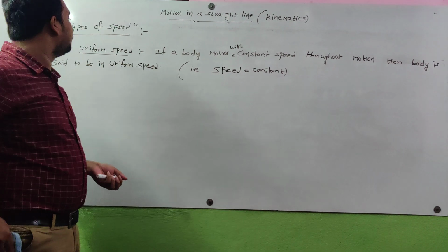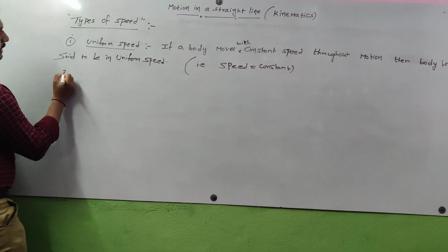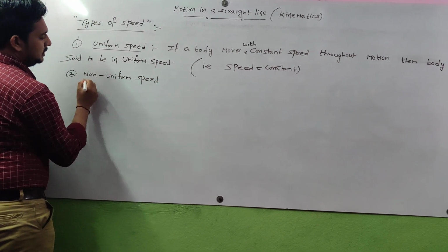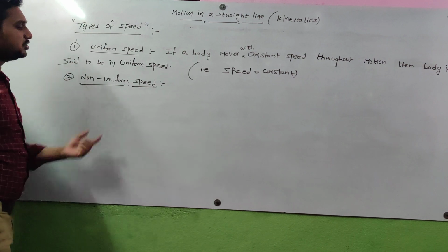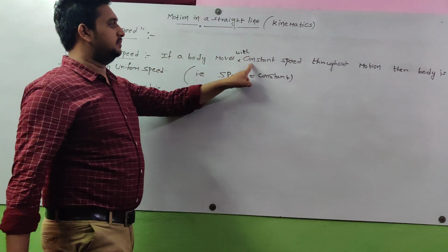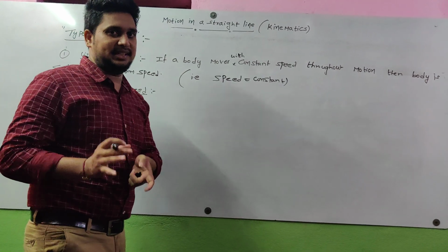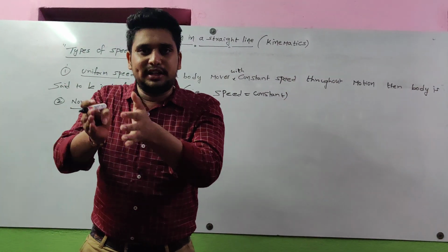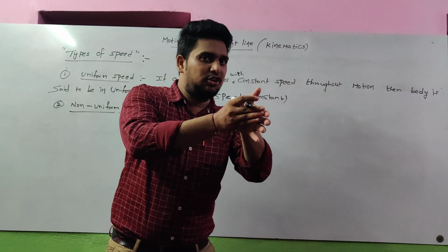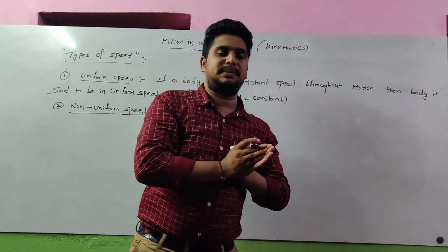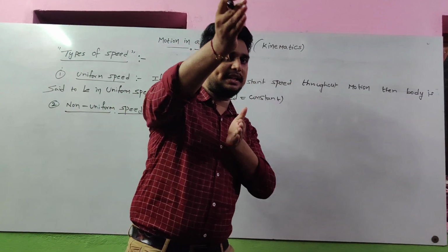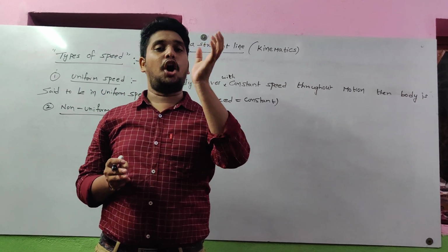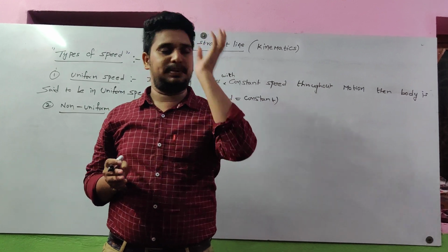Next, I would like to discuss another type, non-uniform speed. If you know uniform speed, then it is easy to define non-uniform speed. If your body moves with variable speed, constant means fixed and variable means it varies. For example, I moved from Adiyaman Public School to Roundtana. First I maintained 20 kilometers per hour speed, then increased to 30 kilometers per hour, again increased to 50 kilometers per hour. That means speed varies with respect to time, so speed is not constant here. Then that motion is said to be non-uniform motion, that speed is said to be non-uniform speed.